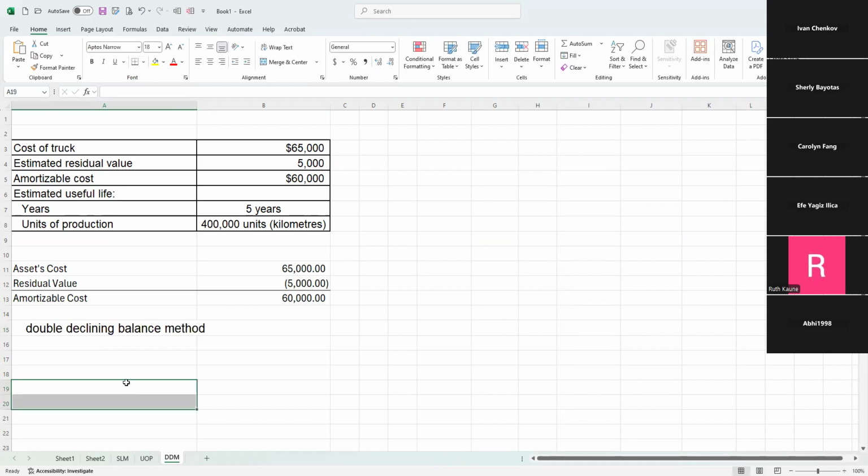The one thing that I want you to see is the method itself. It says double declining balance method. So we're gonna double decline the balance. Which balance? That's the question now. So how are we gonna come up with the double declining? It's very simple. First, before we do that, we have to calculate what's the percentage amortization per year.